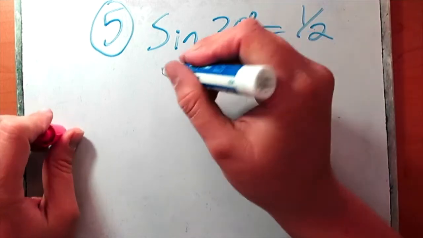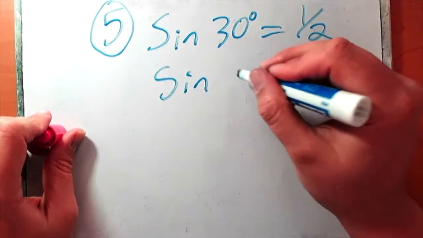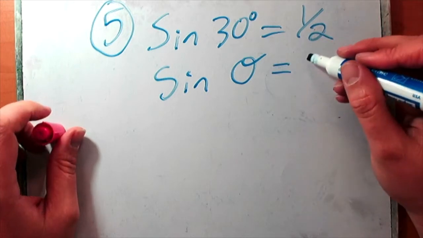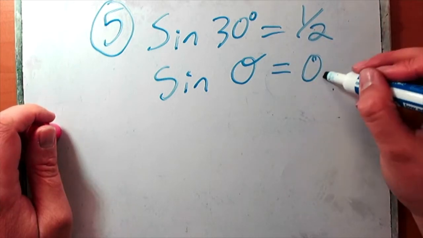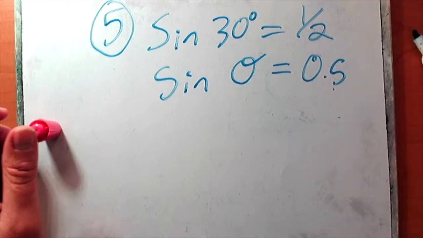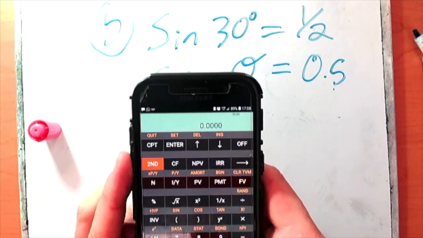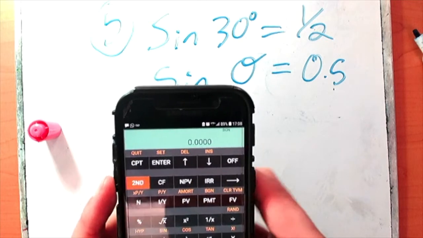But what happens if I don't have this number or this angle, but I do have something over here? So how do I do that? Well, I am going to take out my fancy calculator here, which looks nothing like yours, so I'm sorry.